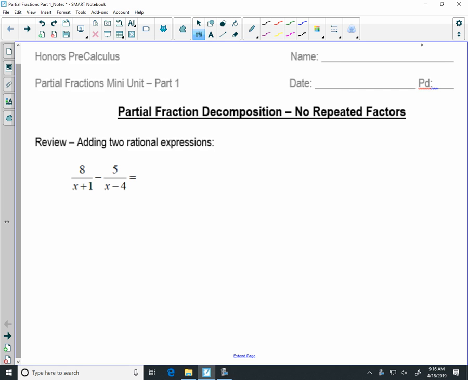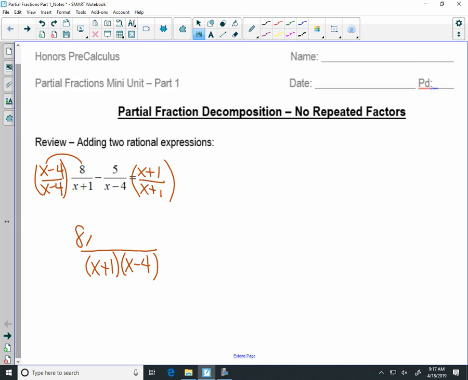So what did we multiply the first fraction by? X minus 4 over itself, absolutely. Maybe some parentheses. And what would we multiply the second fraction by? X plus 1. Lovely. And so your common denominator would be x plus 1 times x minus 4. And your numerator, you would just distribute your 8, distribute your what kind of 5? Negative 5. Oh yeah, that's a negative 5.